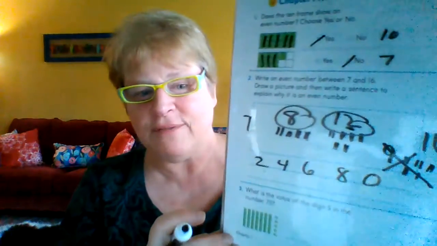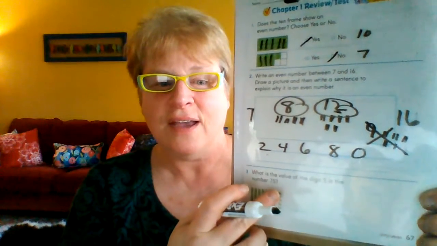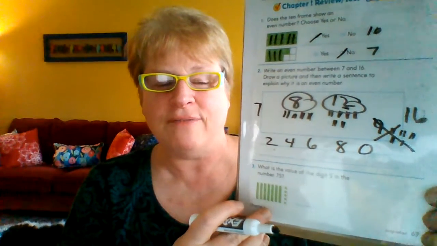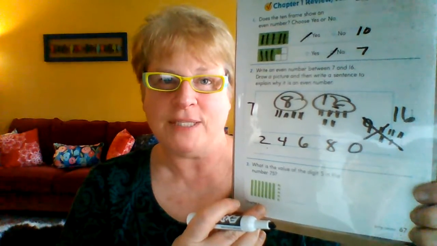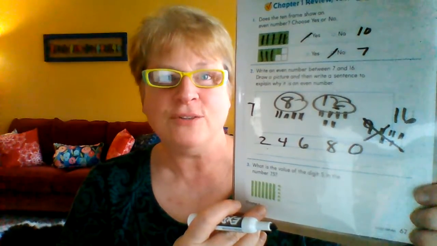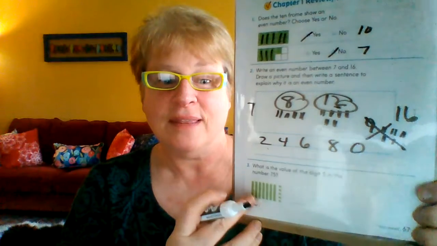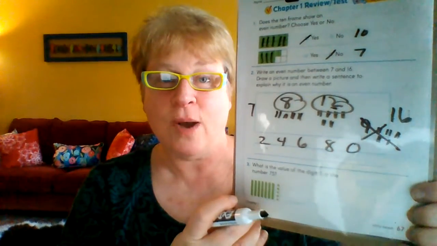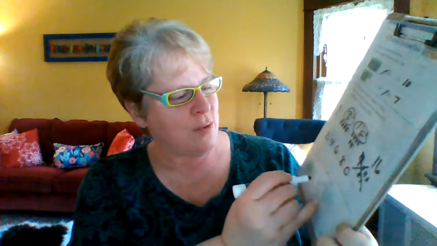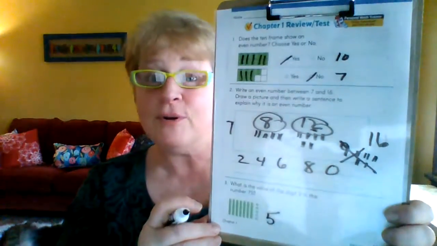What is the value of the digit 5 in the number 75? Now look at this. We have 10, 20, 30, 40, 50, 60, 70, 1, 2, 3, 4, 5. In the number 75, what does the 5 represent? Tens or ones? These are tens. These are ones. You're right. 5 ones. So it just equals the number 5 for 5 ones.